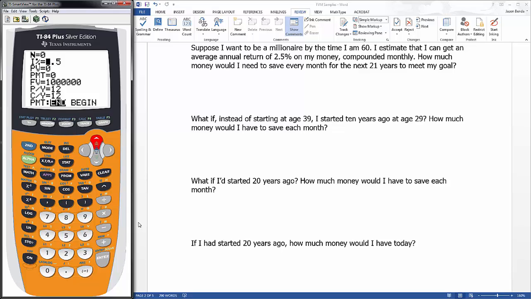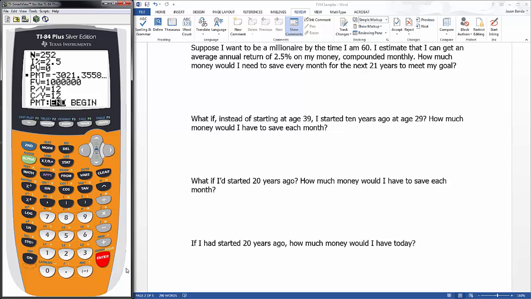And it says that I'm 39 now. 21 years from now I will be 60. So 21 times 12. And I can just type 21 times 12 in for n. So 252 months. In 252 months, I am going to need to save.